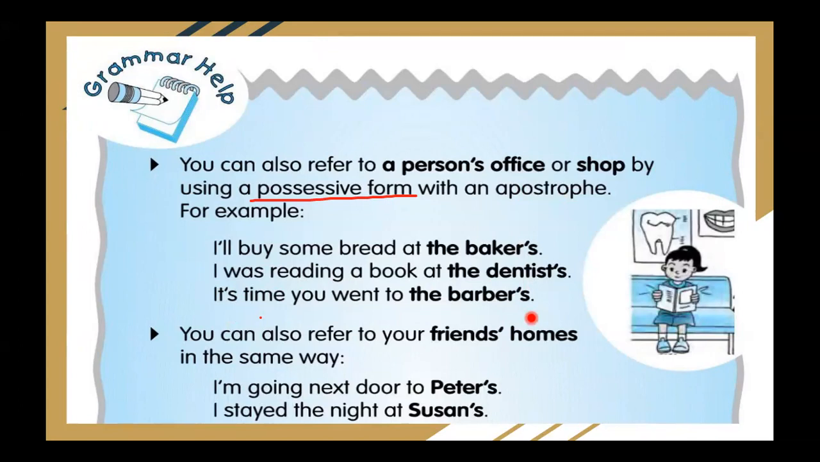Like see here at the end, we don't have any word, right? हम यहाँ नहीं कह रहे कि baker's shop, dentist's clinic or barber's shop. It's understood. अगर हमने सिर्फ bakers कह दिया या barbers या dentists कह दिया, so it's understood that we are talking about their office or shop, whatever it is.